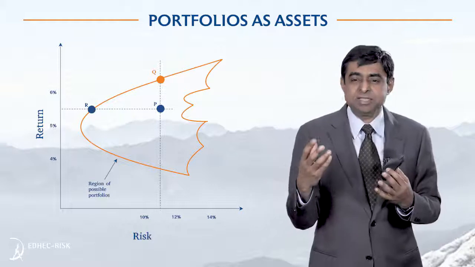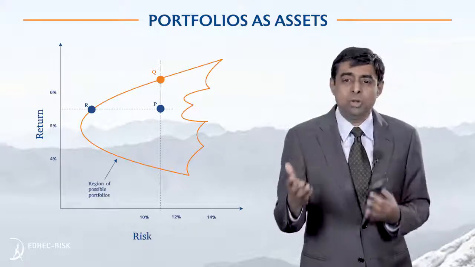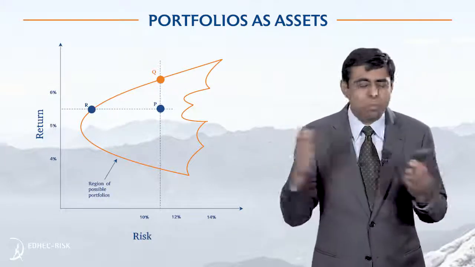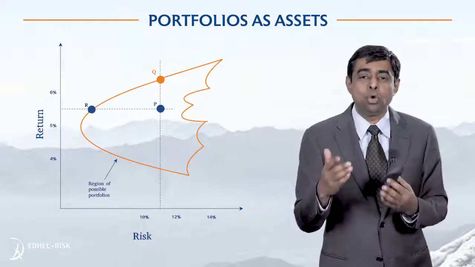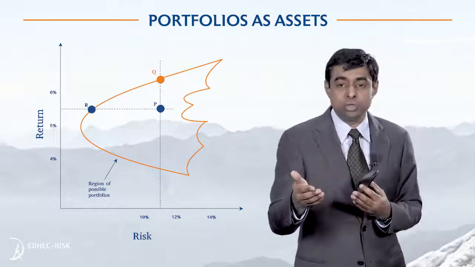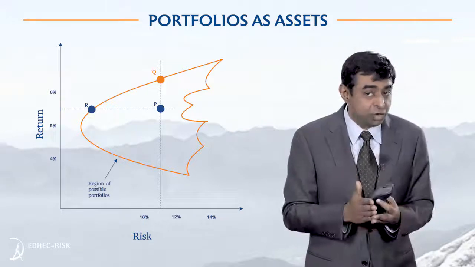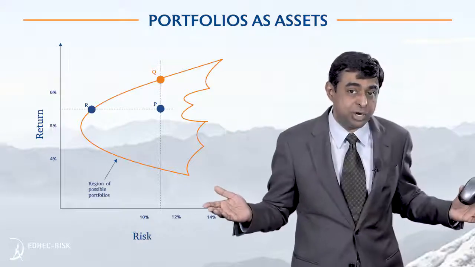It dominates P in the sense that there is no possible explanation for why you would hold P when you had the choice to hold Q. Why? Same volatility, higher return, you'd be crazy not to take it.